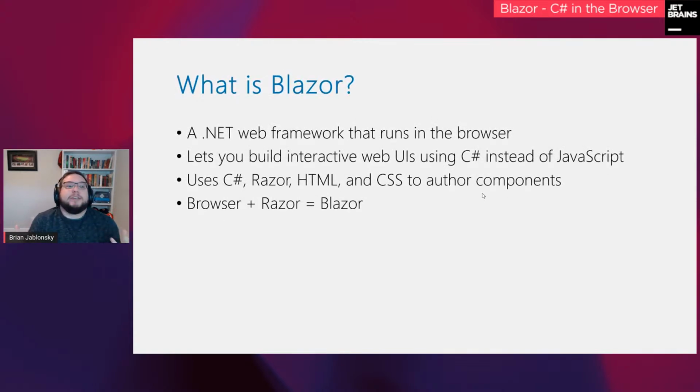So what is Blazor? It's a .NET web framework that runs in a browser. It basically lets you build interactive web user interfaces using C# instead of JavaScript. For traditional ASP.NET Core applications, you end up using some type of JavaScript framework, whether it be Angular or React or Vue, or if you just want to use plain JavaScript to do all of your client-side interaction, to give that asynchronous single-page application feel. Well, Blazor lets you do all that using C# and Razor instead of using JavaScript.